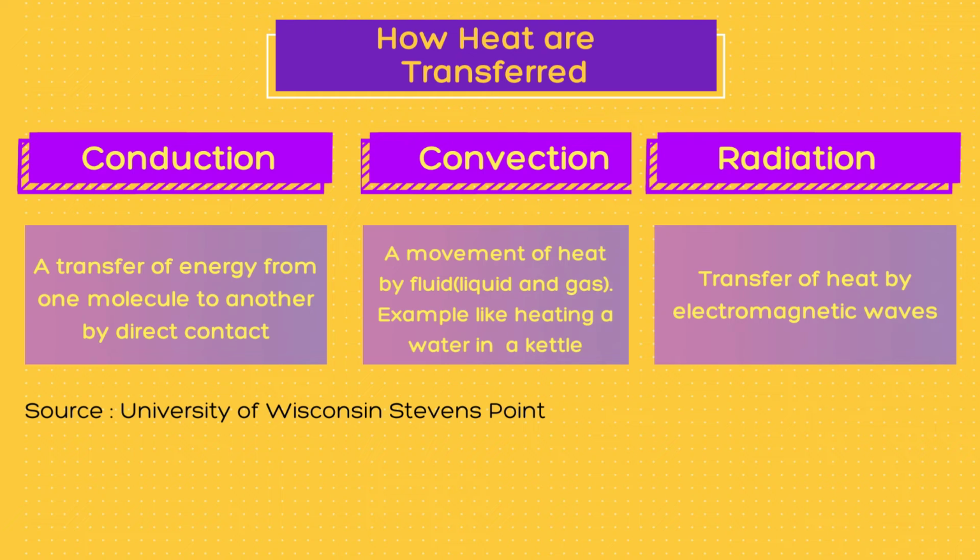And then we have convection, which is a movement of heat by fluid. Fluid is usually liquid and gas. An example of convection is when you are heating water in a kettle. And lastly, we have radiation, which is the transfer of heat by electromagnetic wave. An example of radiation is our sun. The heat from the sun moves through the vacuum of space and then to the earth. That's how our earth gets the heat. What's so special about radiation is that it doesn't need any matter for the heat to be transferred, unlike convection or conduction.